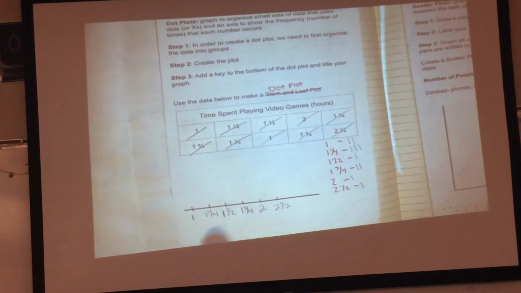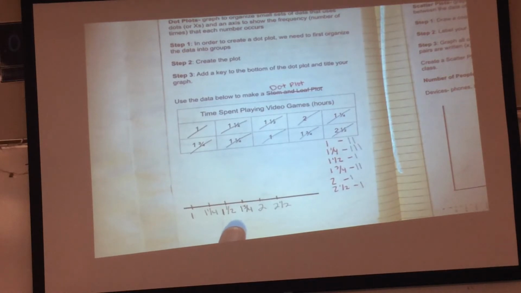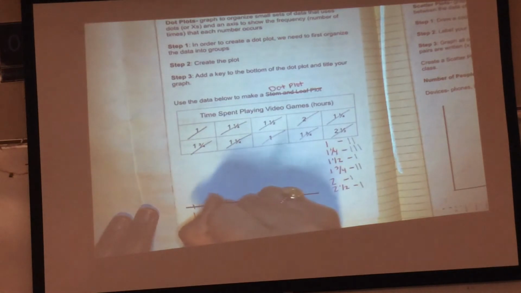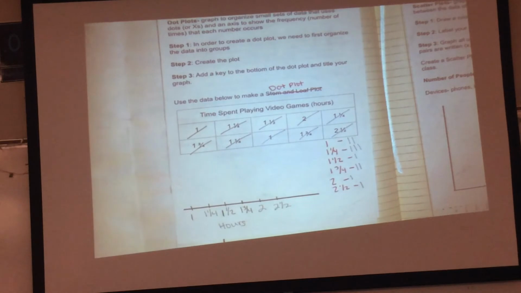What am I going to title this down here? Time spent playing video game. I would say hours, okay? My title for my dot plot would be what, Kate? Time spent playing video games. Yes. Okay, we'll title this hours. How many people spent an hour playing video games? 2. What am I going to put above 1? 2 dots. Okay.